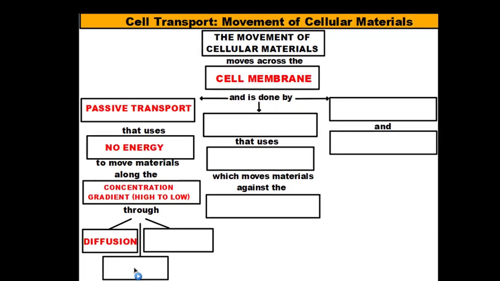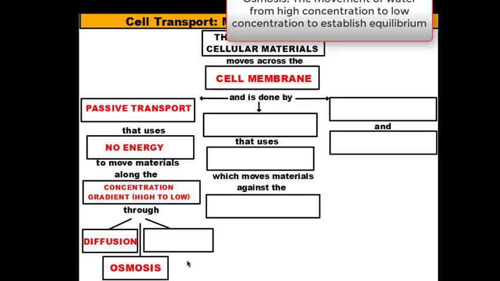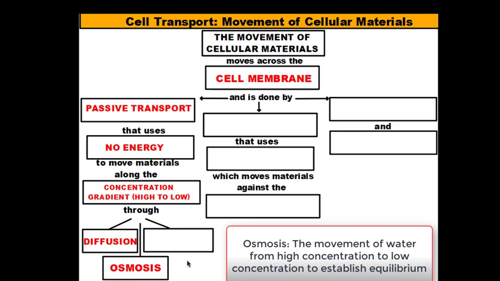The other type of passive transport that we'll talk about that's pretty important is osmosis. Now, osmosis is a type of diffusion, but it only involves water. So really, the definition of osmosis is the movement of water from a high concentration to low to establish an equilibrium, or simply put, it's just the simple diffusion of water. So let's take a look at how osmosis occurs in a cell.